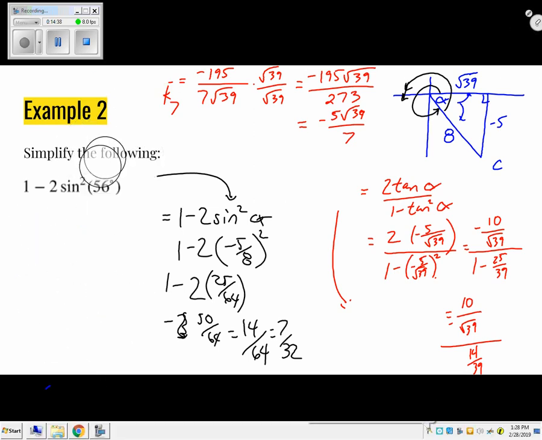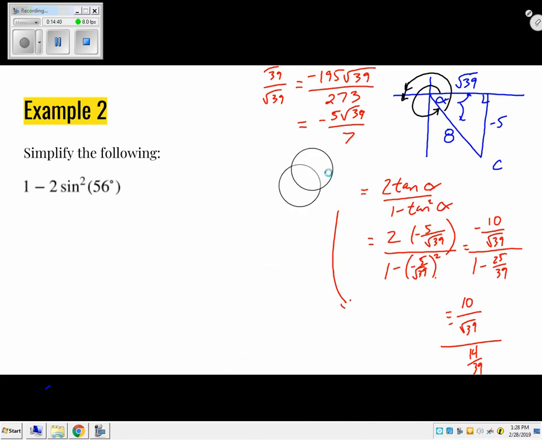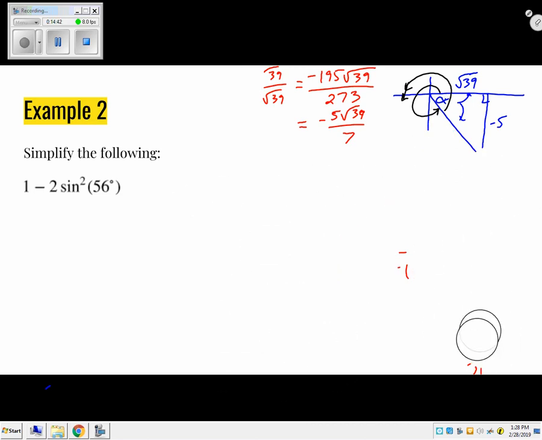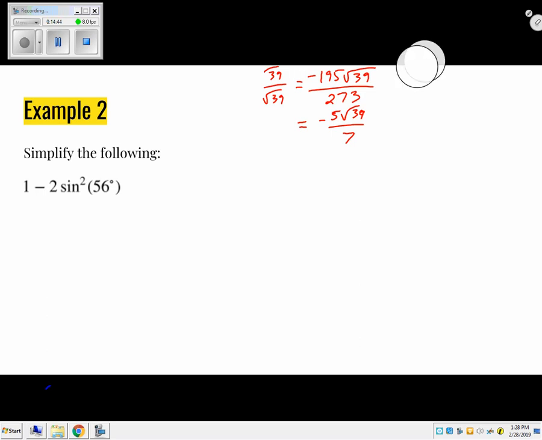Ooh, degrees. You want to switch to radians? I do not. This one's just simplified. It's kind of weird. Once it's simplified, not evaluated. So I'd argue we don't need a calculator on this.